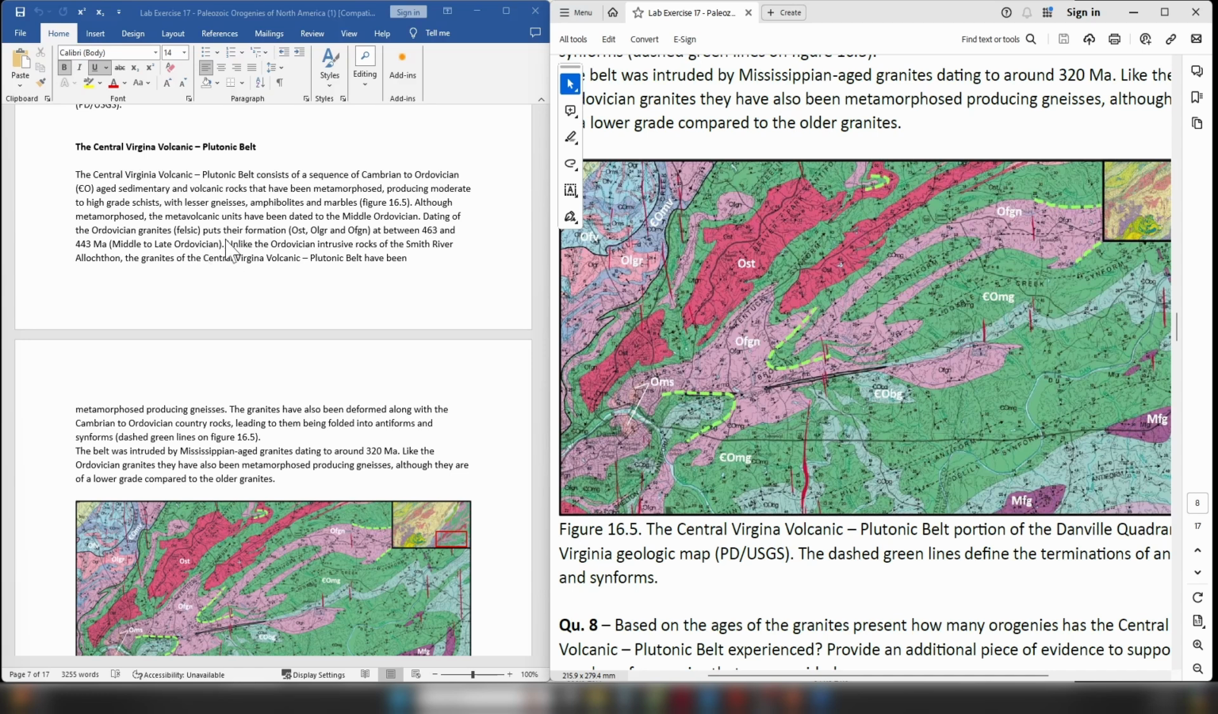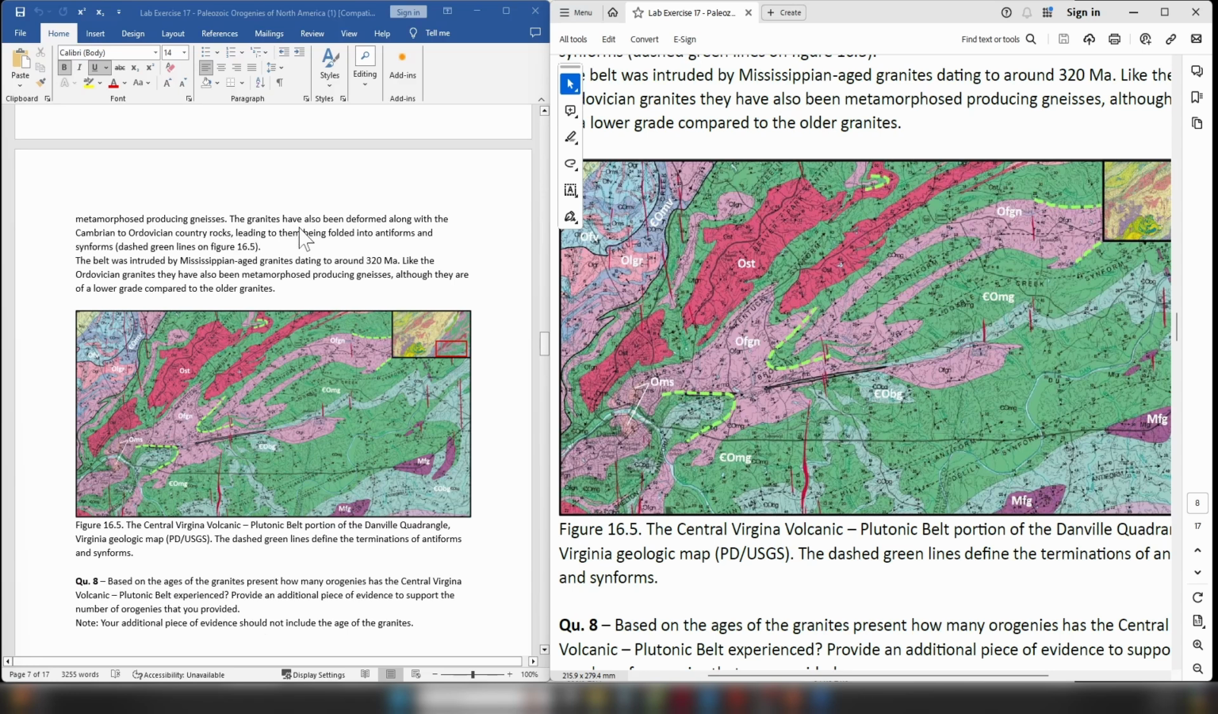Now, unlike the Ordovician intrusive rocks of the Smith River allochthon, the granites of the Central Virginia Volcanic Plutonic Belt have been metamorphosed, producing gneisses. So these have been exposed to relatively high-grade metamorphism. So that's maybe giving you a bit of a hint about the proximity of this portion of the map when it comes to the relative location of the mountain range, the highlands associated with the orogeny.